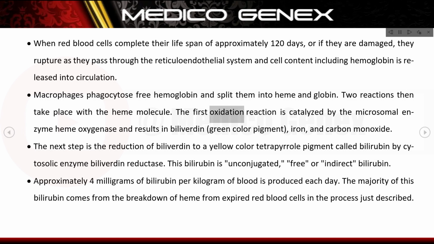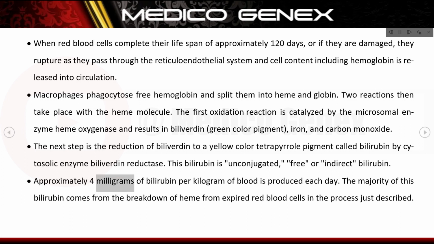The first oxidation reaction is catalyzed by the microsomal enzyme heme oxygenase and results in biliverdin, a green color pigment, iron, and carbon monoxide. The next step is the reduction of biliverdin to a yellow color tetrapyrrole pigment called bilirubin by the cytosolic enzyme biliverdin reductase. This bilirubin is unconjugated, free, or indirect bilirubin.